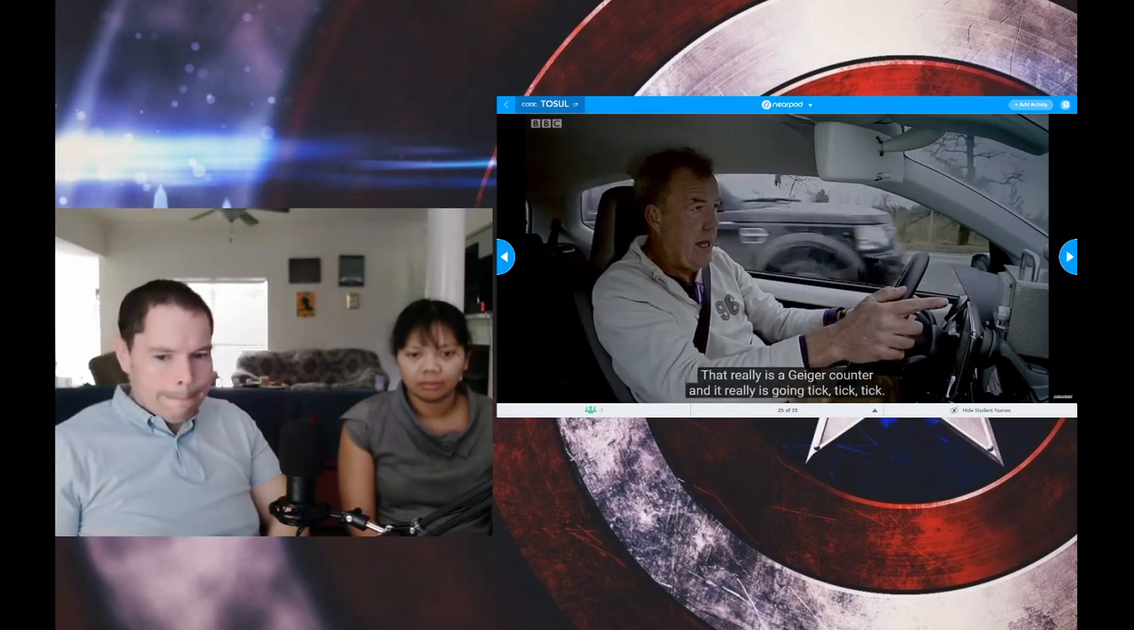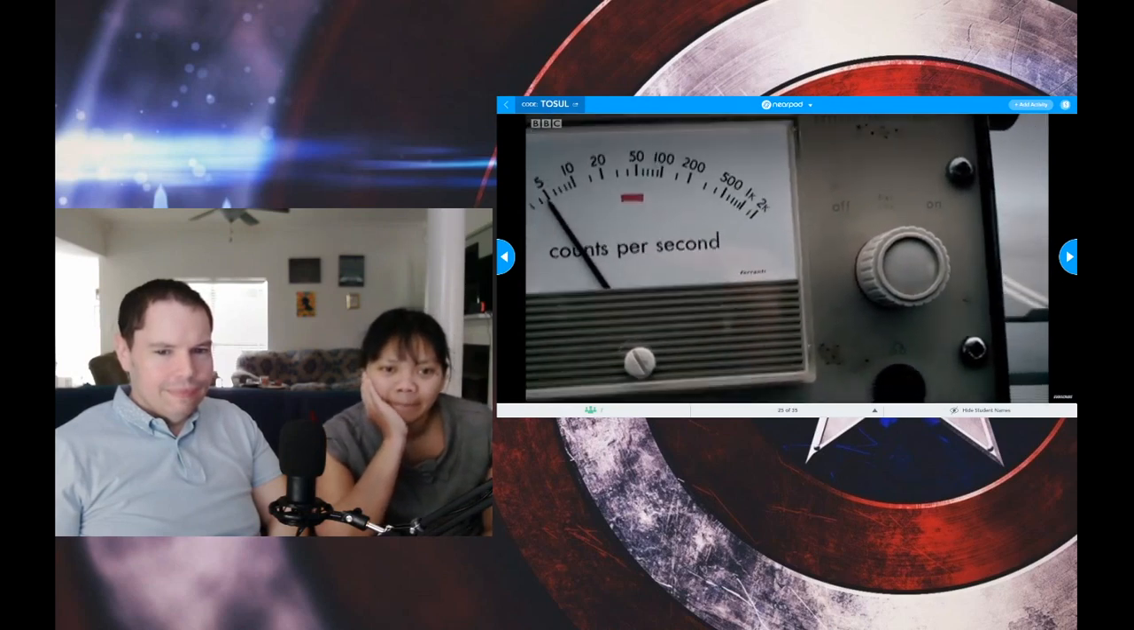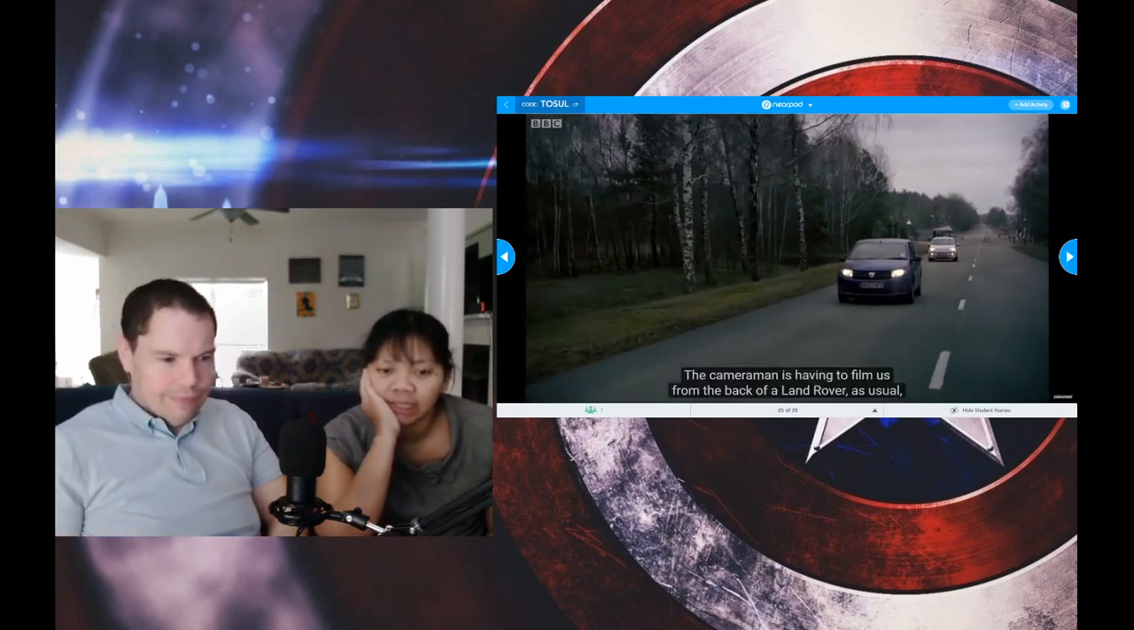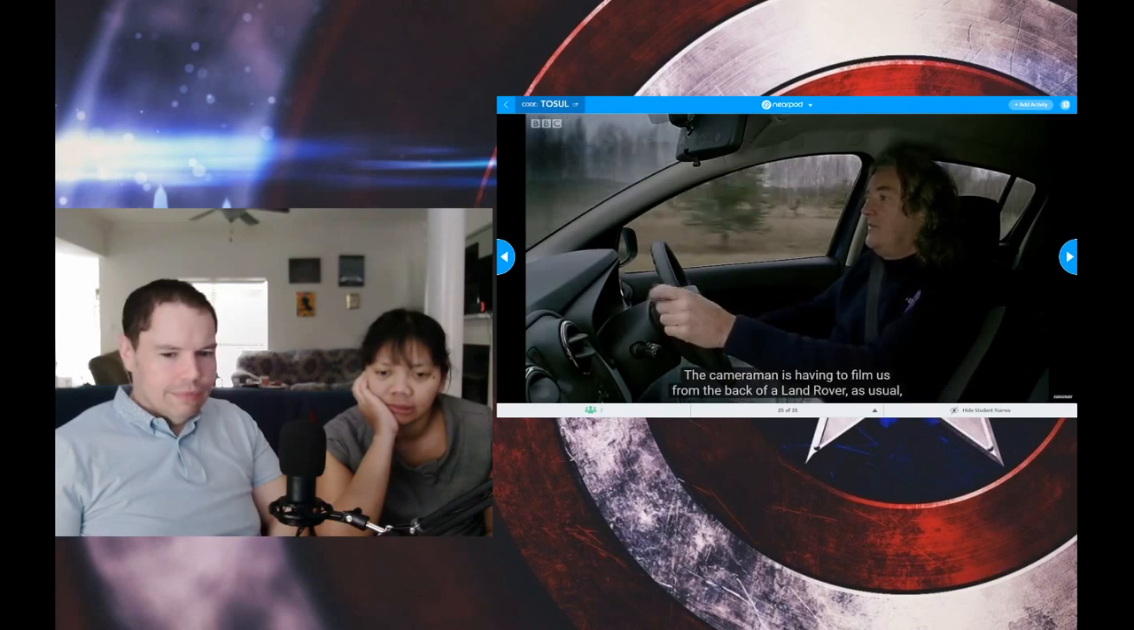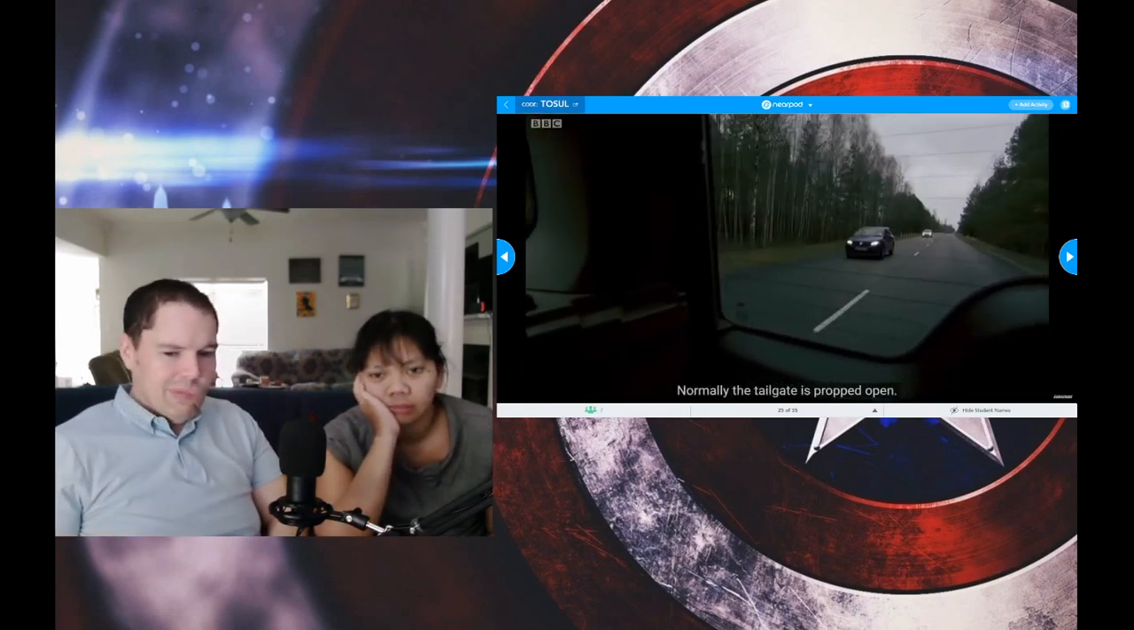That really is a Geiger counter, and it really is going tick, tick, tick. The cameraman is having to film us from the back of a Land Rover, usually with the rest door of it closed. Normally the tailgate is propped open.